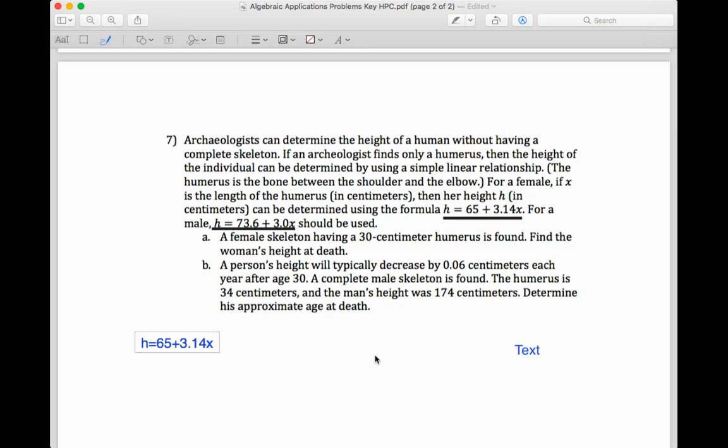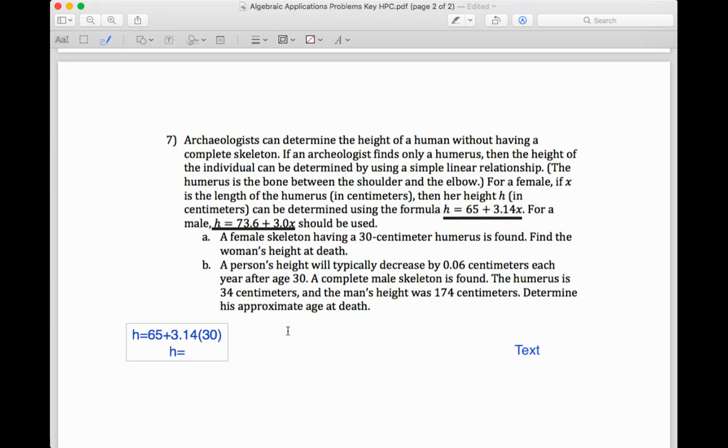As I was saying when I got cut off, for part A, we're dealing with a female skeleton with a humerus of length 30 centimeters. So I'm just going to take 30 and plug it in for the variable x, because that is where we plug in the humerus length. And then I'm just going to solve this, and I can plug it into my calculator if I want to.